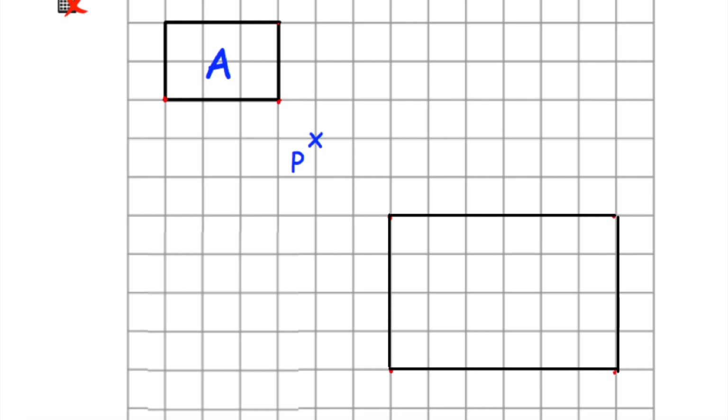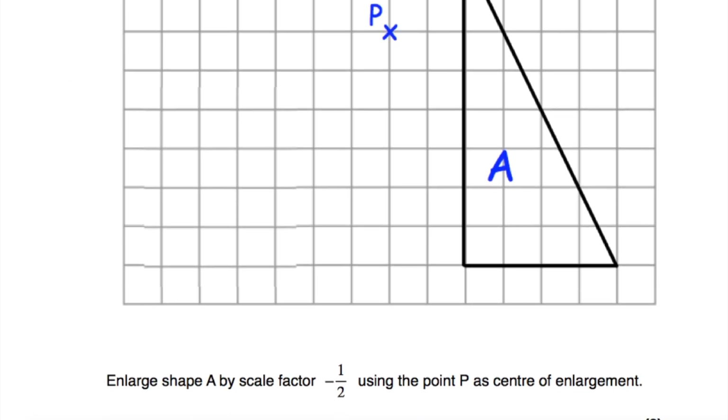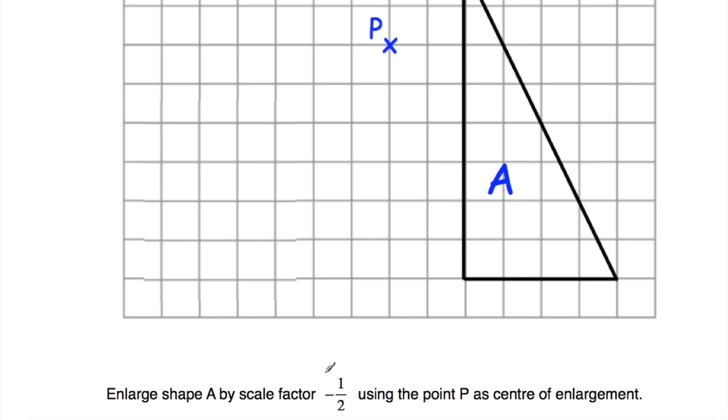Okay, our next question, question number 3. So question number 3, we've got this triangle A, and the question says, enlarge triangle A by scale factor -1/2 using P as a centre of enlargement. So we're using scale factor -1/2. So it means the distances will be halved, but we'll be going the opposite direction.